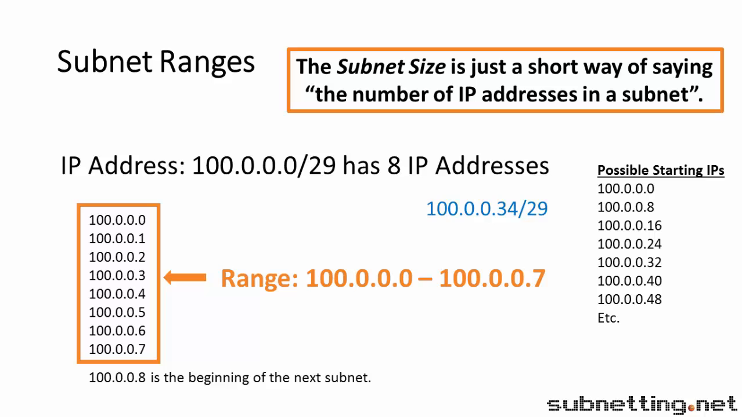So that means the range of IPs for IP 100.0.0.34/29 would be 100.0.0.32 to 100.0.0.39. We know this because 32 is the highest multiple of 8 that is less than or equal to 34. Notice that to get the last IP in the range, instead of counting all of the IPs until we get to the last one, it's easier to go to the start of the next subnet and subtract one IP. So if our subnet starts at .32, the next one starts at .40, and therefore the last IP in our subnet is one less than 40, which is .39.